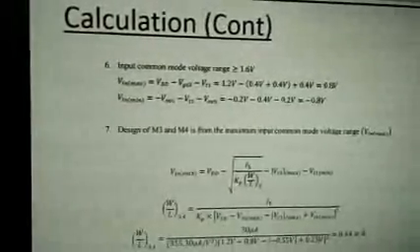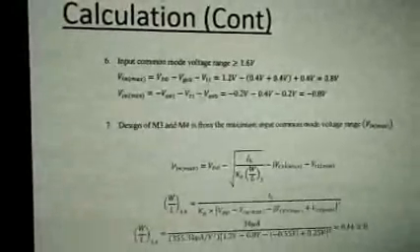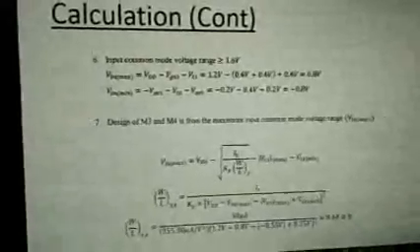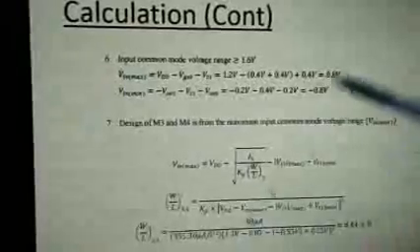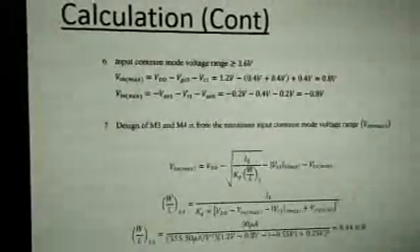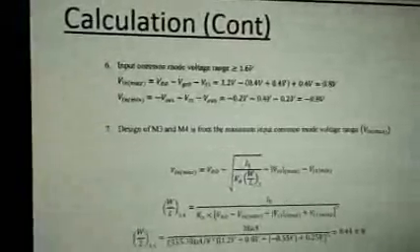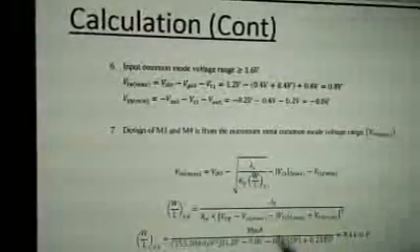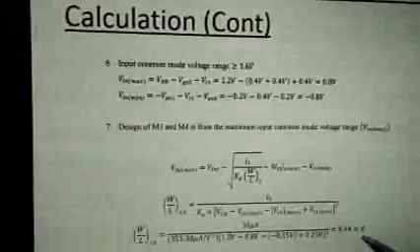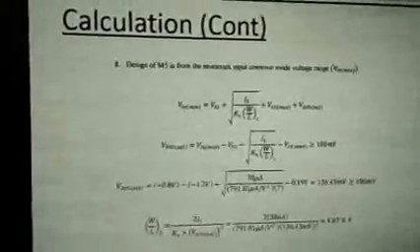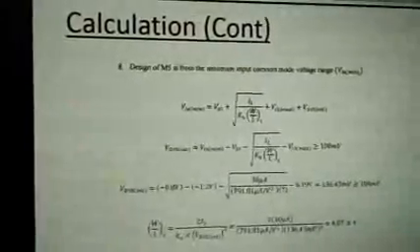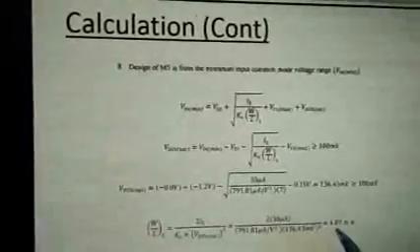So step number 6, we want the input common mode voltage range to be more than 1.6 volt, and therefore we let V in max equal to VDD minus VGS3 minus VT1. So we will get 0.8 volt, and V in minimum we will get negative 0.8 volt. And then how do we design M3 and M4? We design it from the maximum input common mode voltage range, which is V in max equal to VDD minus these equations, and then finally we'll get 8.44, which is approximately 8. For M5, M5 is derived from the minimum input common mode voltage range, V in minimum, and also from the equations we will get it is approximately 4.